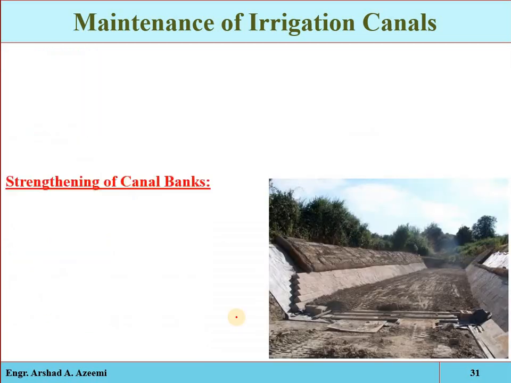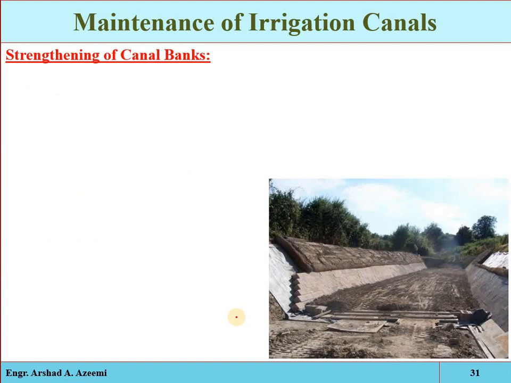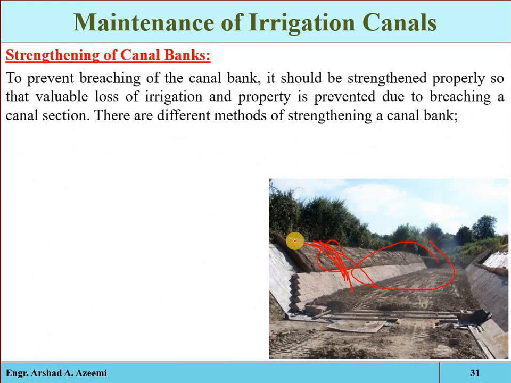Okay, second one, we have the strengthening of the canal banks. For example, if breakage or damage occurs at just one point of the irrigation canal, then the whole system will be affected. The water will overflow on the banks, so we have to properly strengthen it to prevent the breaching of the canal bank, so that the loss of valuable irrigation water and property is prevented, and the nearby area is protected.